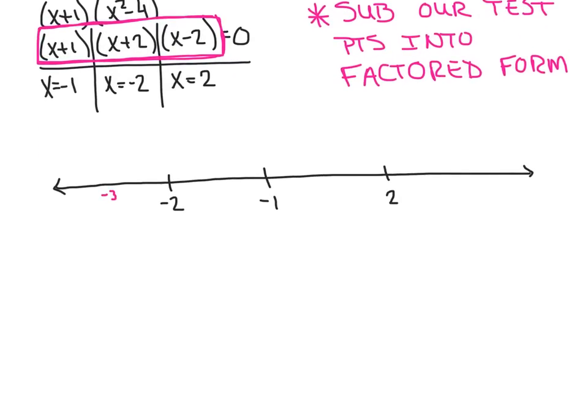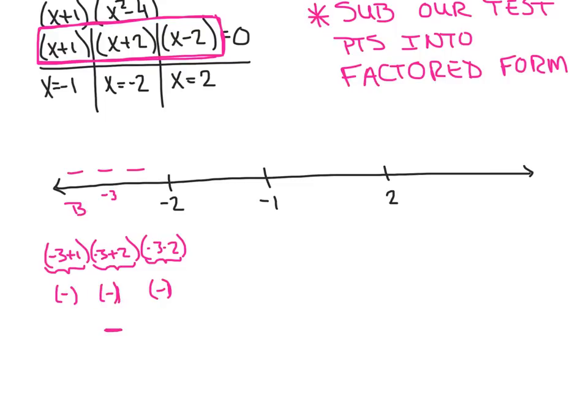So here's what happens if I substitute my negative 3. I get negative 3 plus 1 times negative 3 plus 2 times negative 3 minus 2. And so what I get here is a negative 2 times a negative 1 times a negative 5. Now notice all I did is I wrote down my negatives. I could care less actually what the numbers were. I just need to know what's a negative times another negative. And that equals one big gigantic negative. So that graph is below the x-axis between negative infinity and negative 2.